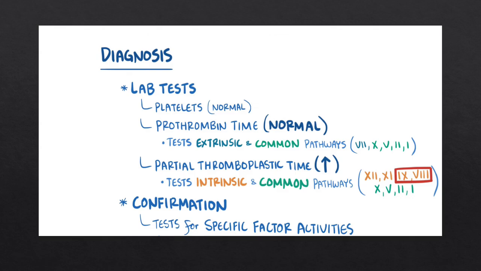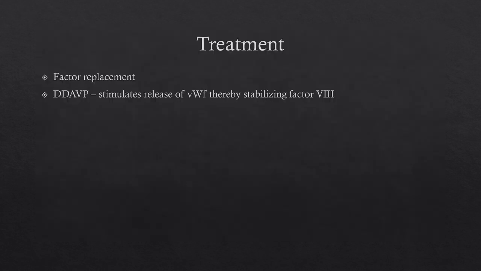And for the confirmation, you have tests for specific factor activities, as in the percentage of factors in the body, which is usually maintained over 200%. So when you check for the factors, you will know that it is deficient. Treatment is you replace the factor that's missing, simple as that. That is, the factor 8 or factor 9 that is missing has to be replaced. So you can give desmopressin in case it's only factor 8, that is hemophilia type A, wherein factor 8 is missing. So DDAVP will increase the amount of von Willebrand factor, thereby increasing factor 8.